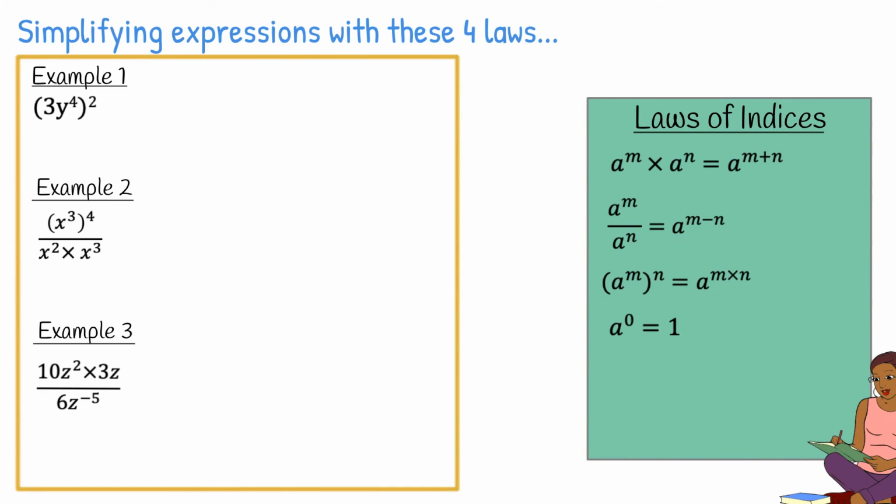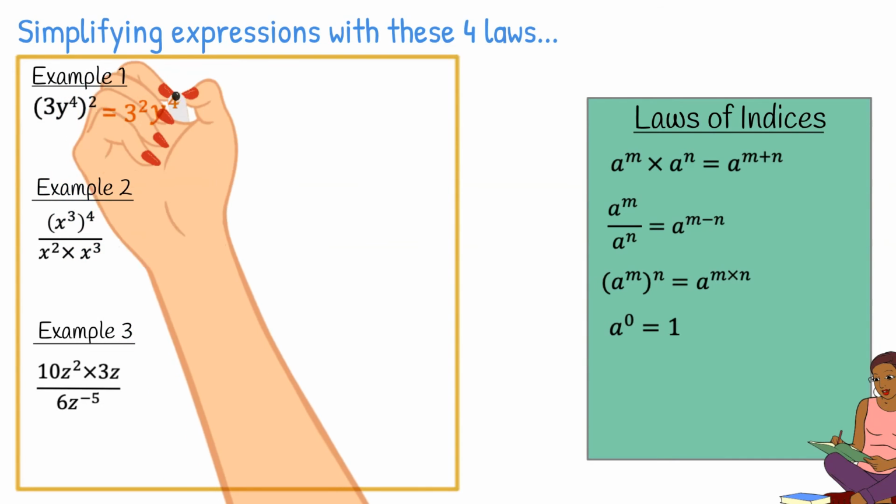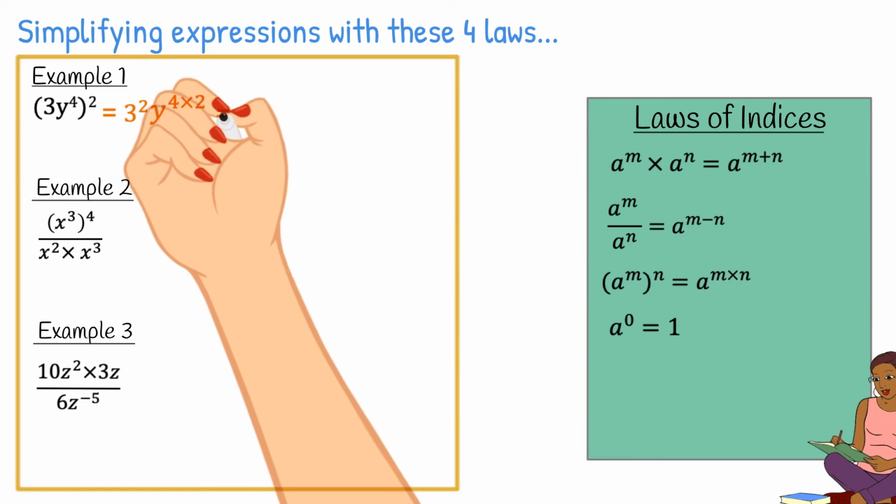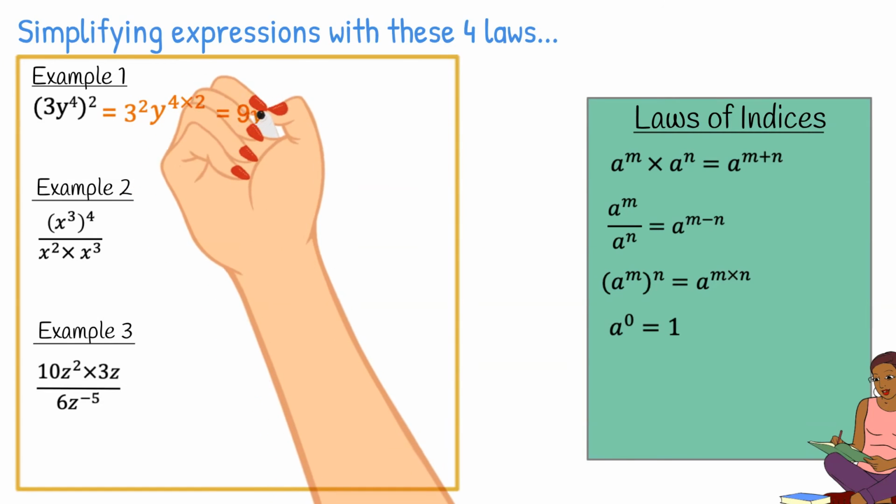For example number 1, we need to square both the parts inside the bracket. So we're going to have 3 squared, and then using our brackets law, y to the power of 4 times 2. And this simplifies to 3 squared is 9, y to the power of 8.